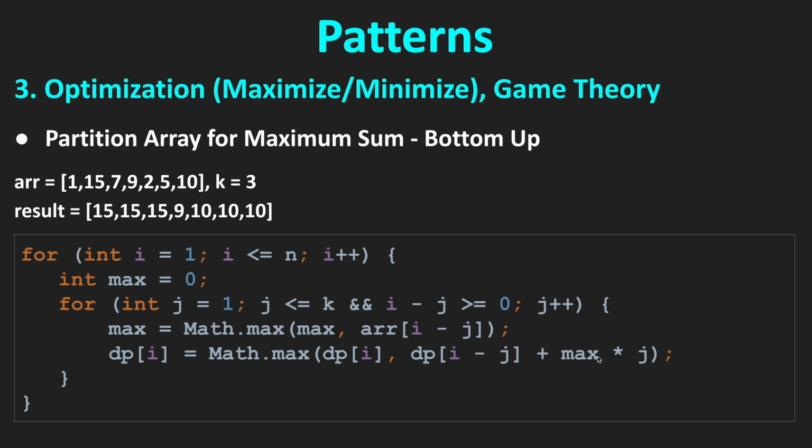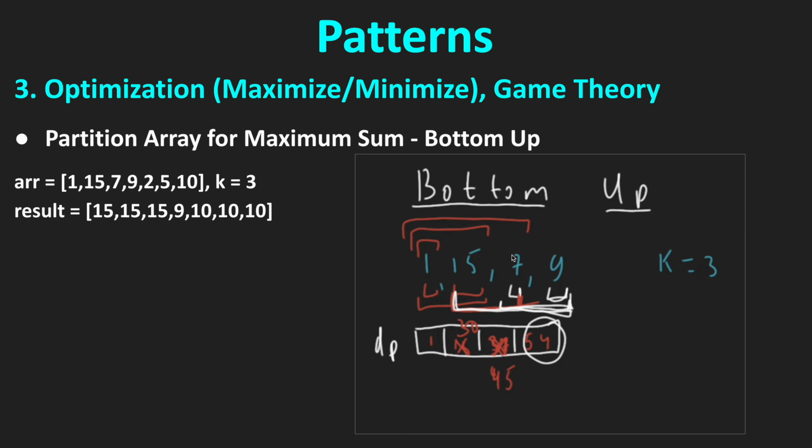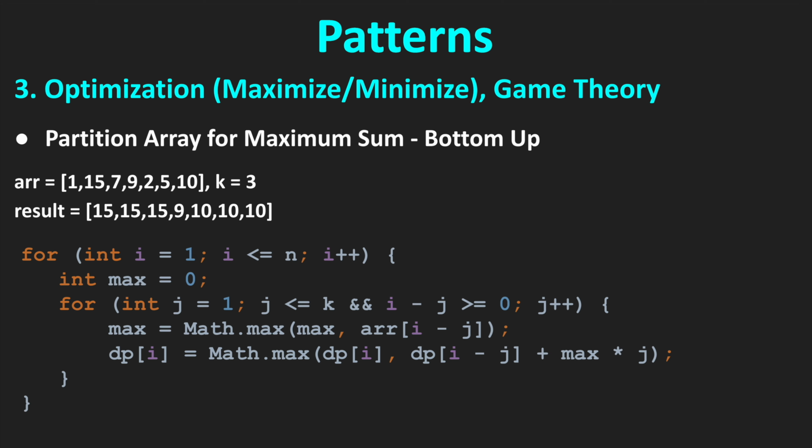So in our case, we are at the last element. What we do is take either the value we have at dp[i], or we take the value dp[i - j], so we are moving j steps back, multiplying j by whatever the max value is. In our case, since the value 54 is more than 46, we are choosing 54 here.